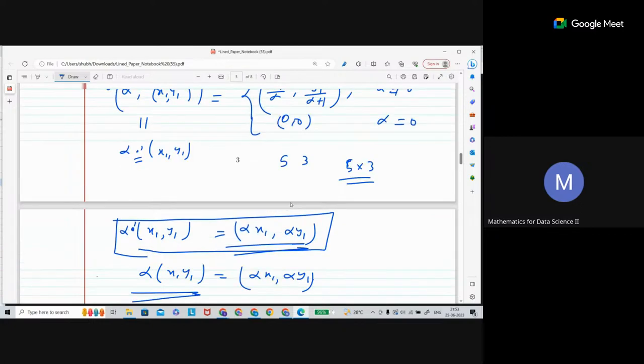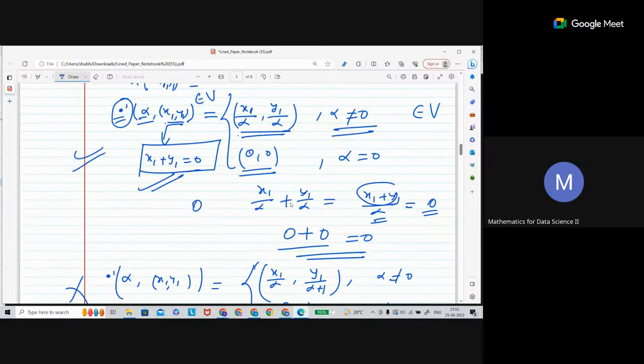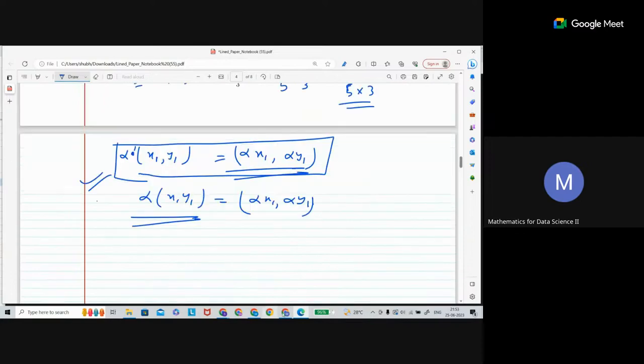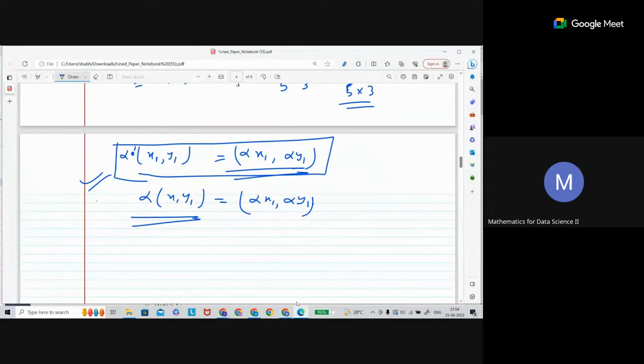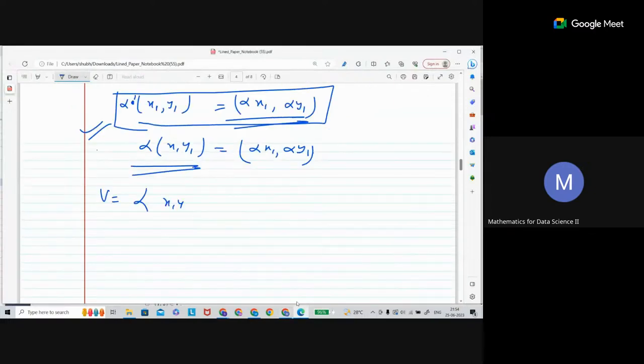Except for this operation, I have this operation, and this is also closed. Once these two are done, there are still eight things to check: 1, 2, 3, 4, 5, 6, 7, 8. Each of the operations given must follow these eight properties. How will you check this? Let me give you an example with the same set, V equal to (x, y) such that x plus y is equal to 0, where x and y belong to R.